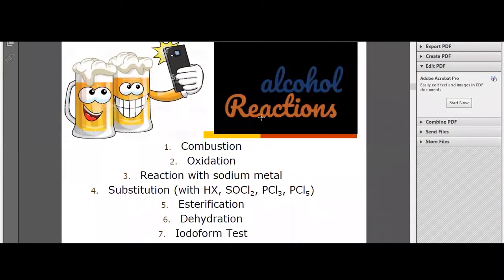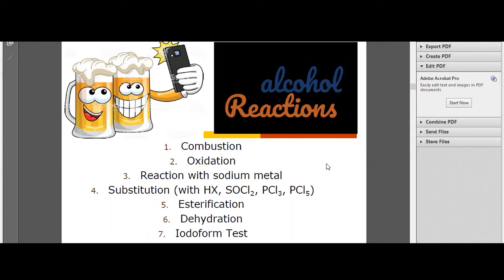Okay, now we are here to learn about alcohol reactions. There are 7 alcohol reactions, and you can see them one by one. They are combustion, oxidation, reaction with sodium metal, and substitution.